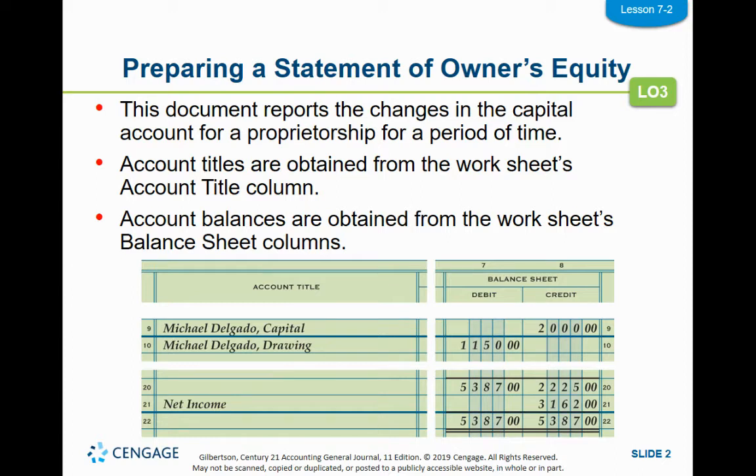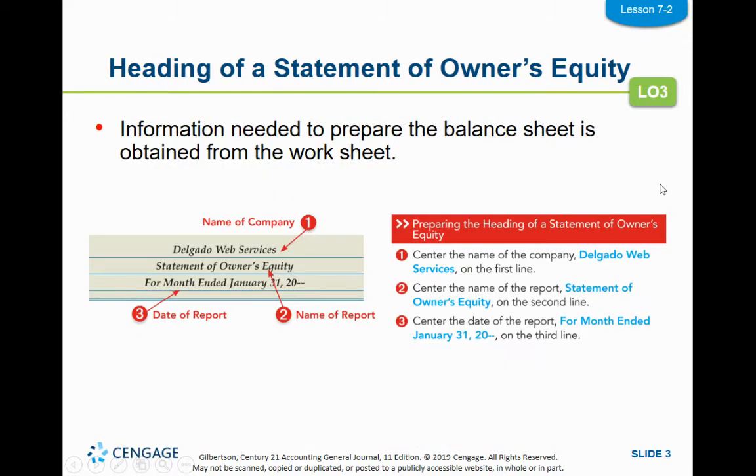We get the information for this statement from the worksheet, from the balance sheet columns. We take the capital account, the drawing account, and the net income. Just like all the other financial statements, we prepare the heading. The first line is the name of the company. The second line is the name of the statement, a statement of owner's equity. Because it covers information from the beginning of the month to the end of the month, the date is month ended, with the last day of that month.